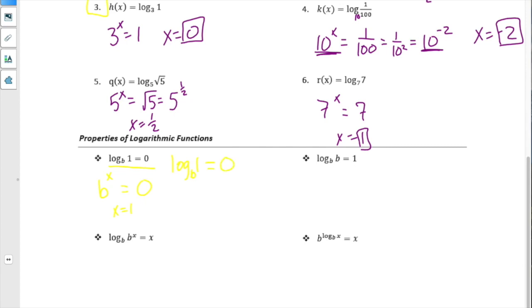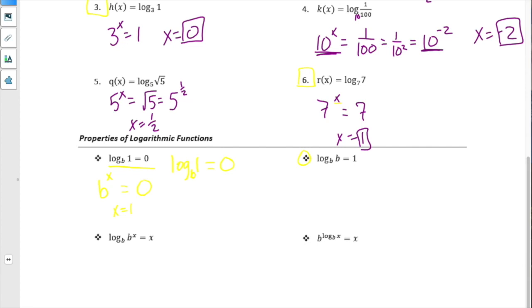This property right here, log base b of b equals 1, we actually saw that right here with number 6. So if you have log base b of itself, it's always going to equal 1, because we're always going to end up with this exact scenario where we have a number raised to a power equals itself. And so that power has to be 1.